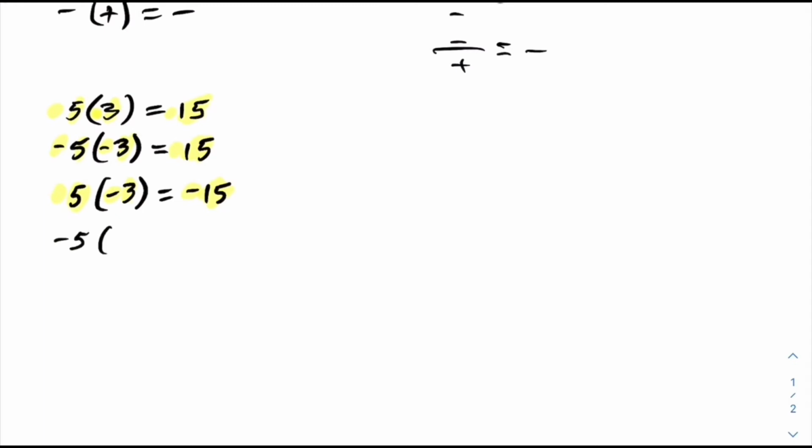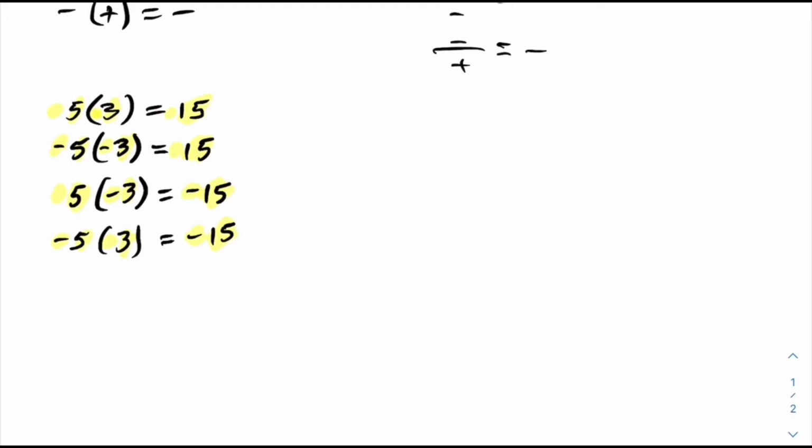If you have negative 5 times 3, that's negative 15, because negative times positive, no sign means positive, is negative, and 5 times 3 is 15.